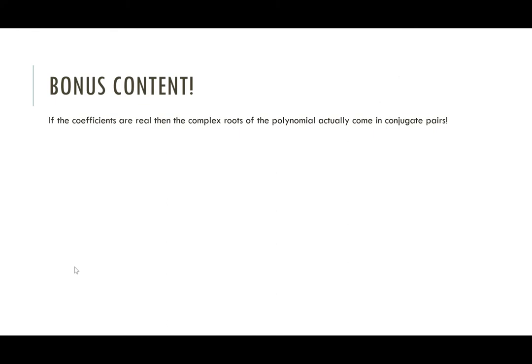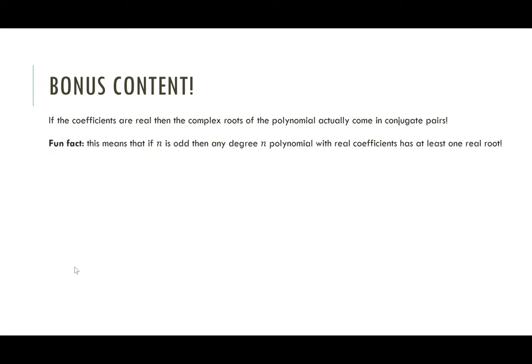And this actually gets us something kind of fun for free. So a fun fact is that if you have a polynomial of degree n, and n is odd, and that polynomial has real coefficients, then it has to have at least one real root. Put in the language of characteristic polynomials, if you've got a real n by n matrix and n is odd, then you have to have at least one real eigenvalue. So that's pretty cool. That's a fun fact you can tell your friends at parties.